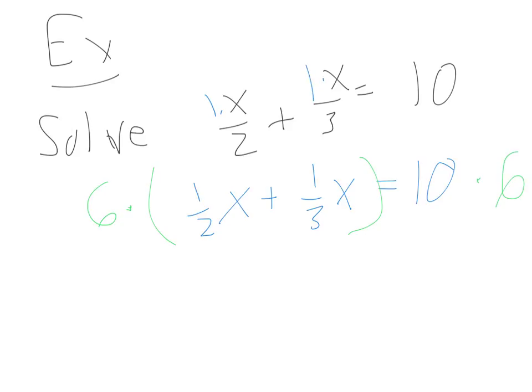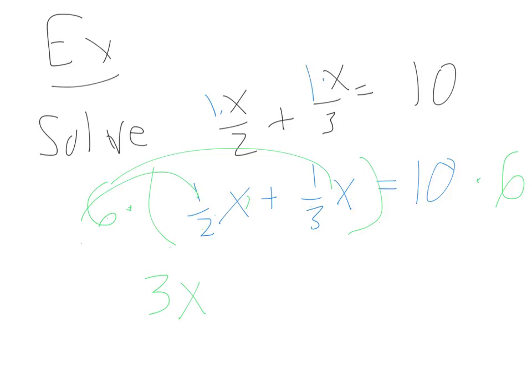Remember, what you do to one side, you have to do to the other. Now, the reason I put it in parentheses is because that's another way of showing that you're multiplying both of those by 6. You could just multiply these directly and not write the parentheses like what we did on the previous example. It really doesn't matter. But you have 6 times 1/2, which is 3x.